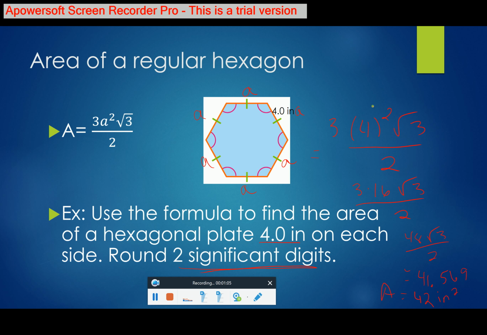Okay, so make sure when you plug this in the formula, you're very careful. So order of operations, you need to do exponents first. So 4 squared is 16. 16 times 3 is 48. Then you do 48 times square root of 3, and then divide it by 2. And you should get 41.569, and they want to round to 2 significant digits, so that would be about 42 inches squared.